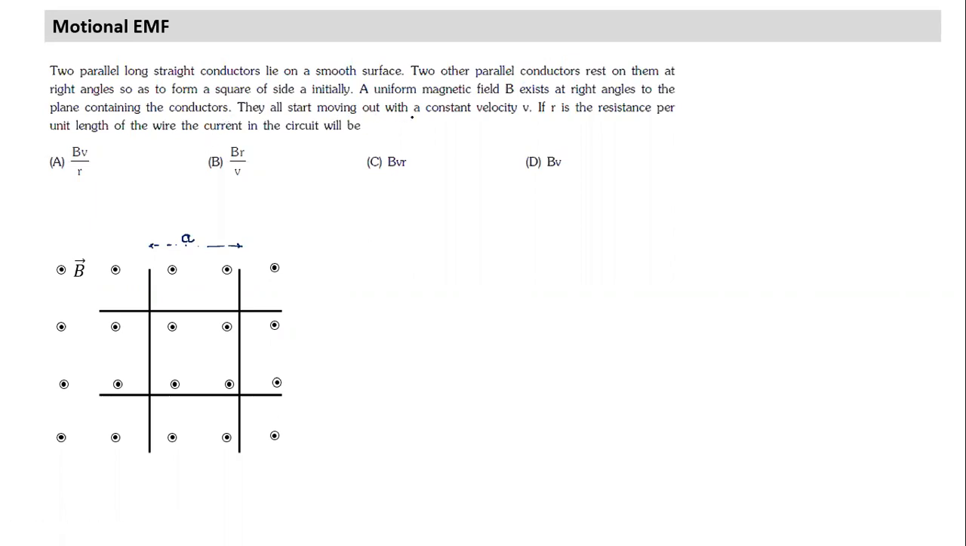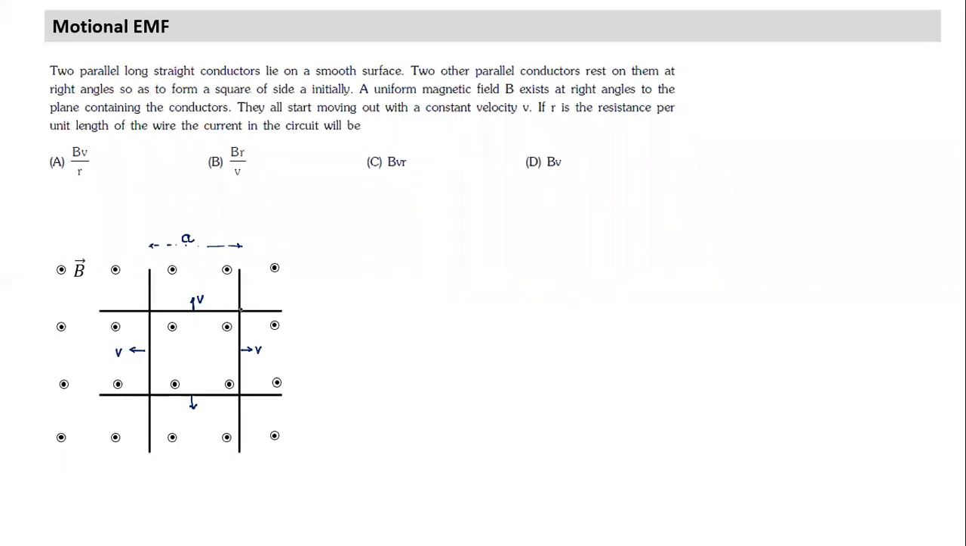They all start moving out with a constant velocity v. So this also moves with velocity v, this also moves with velocity v, and this also with velocity v. What we need to find here, if R is the resistance per unit length of the wire, is the current in the circuit at that instant. That is what we need to find.